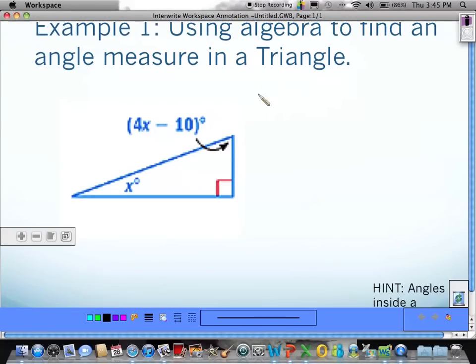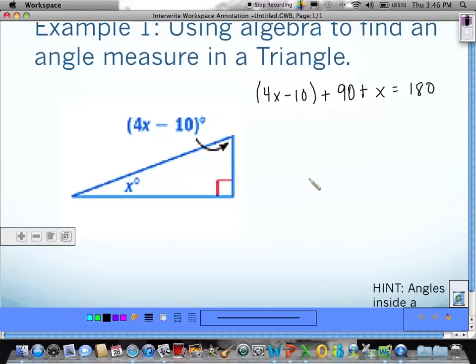The first part is I have to find out what my variable equals. So for my first part, I'm going to be taking each angle and setting up an equation. So I know that if I take all the angles, 4x minus 10, plus this angle here, which is represented by our little square in the corner, so that is 90 degrees, plus my third angle, which is x, all equals 180.